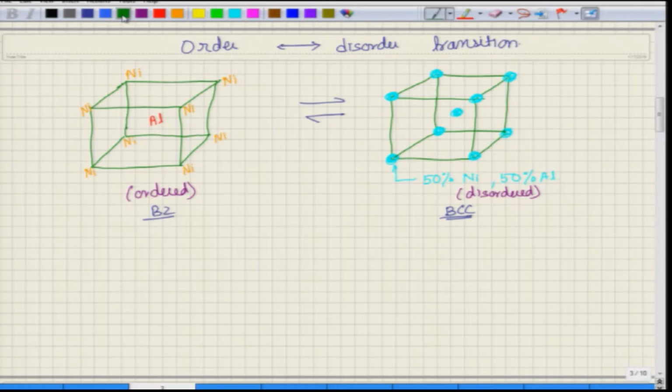To make things clearer and more relevant from an engineering or materials point of view, superalloys, which I promised I would be discussing, are one more system. Again, I have already shown it to you in the ordered form. Now, let me show you as a comparison how the transition from ordered to disordered looks.